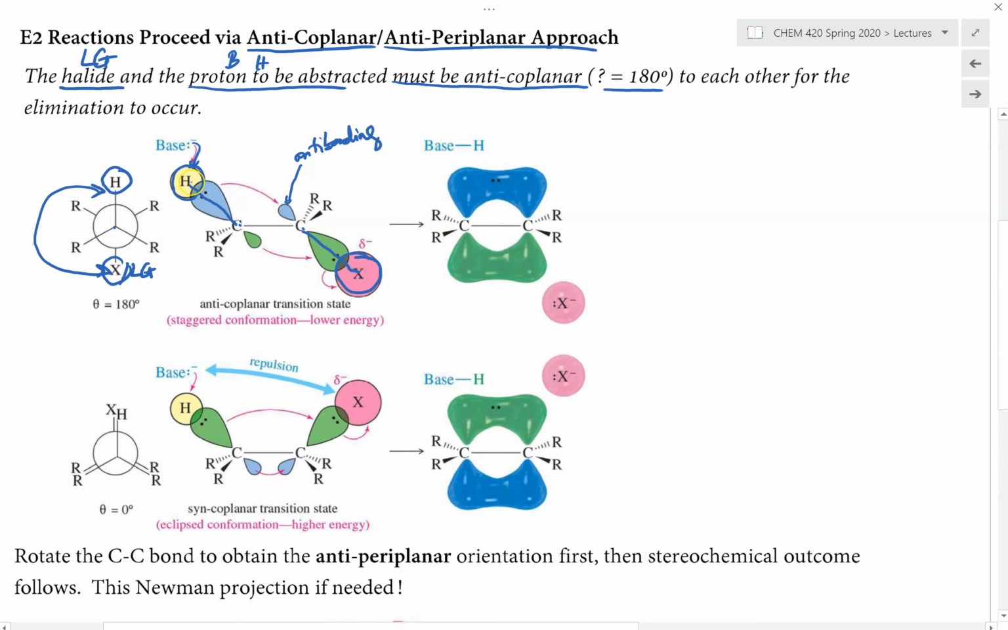When the base comes in to pick up this hydrogen, this electron comes very close to this anti-bonding orbital, which it can begin to donate electron into. And as electrons are donated into this anti-bonding orbital, the electron from this C-X bonding orbital right here will become weaker and weaker, and therefore break this C-X bond right here. And now the bond can break, and the electron can go to the leaving group. So this approach right here is called the anti-coplanar or anti-periplanar approach.